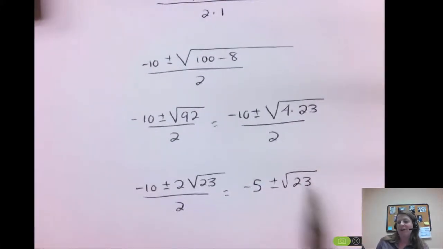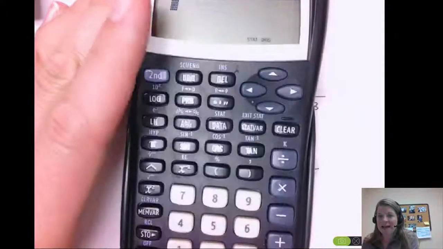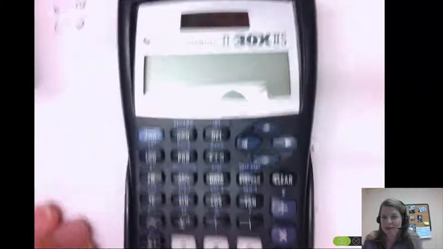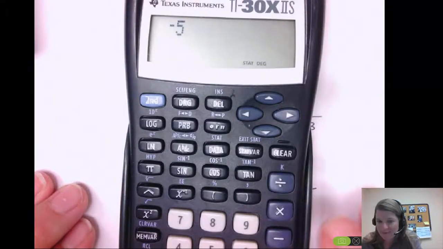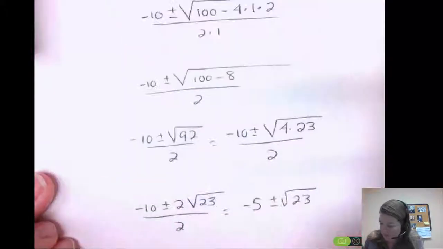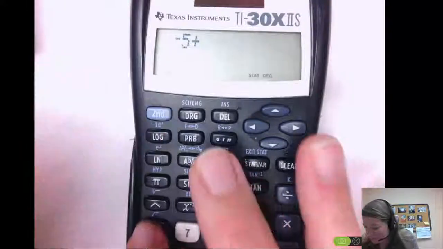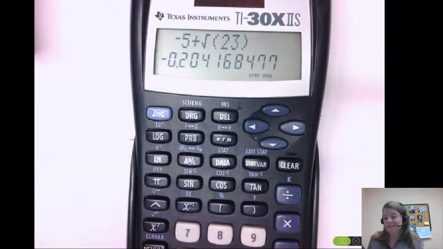We can't simplify 23. If we wanted a decimal, we could. Say we wanted the decimal answers. So you could say negative 5 plus, and then what did I have? The square root of 23. So my square root's there, 23, and that would give us a decimal here if you wanted the decimal answer.